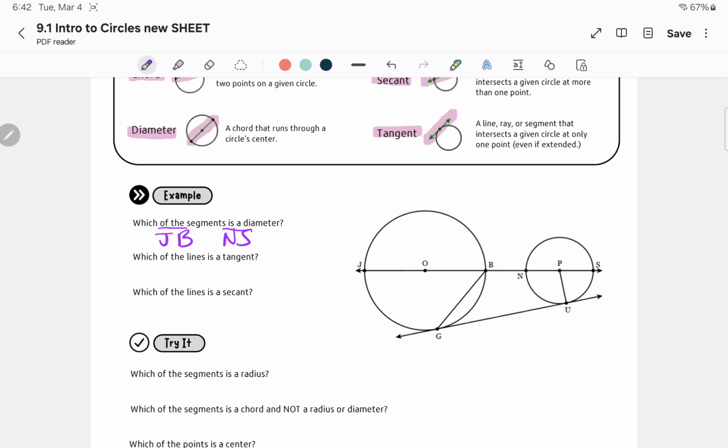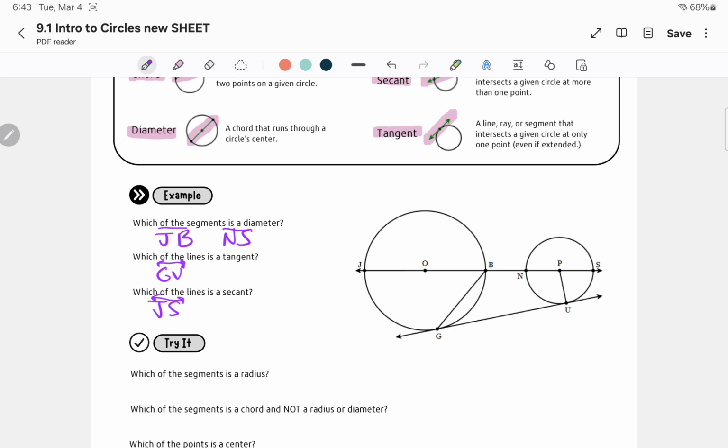So which of the lines is a tangent? A tangent, again, only touches the circle, does not go through it. So that would be this line here, which is GU. And which line is a secant? Which line is going all the way through the circle? That would be JB or JS, however you want to name it.